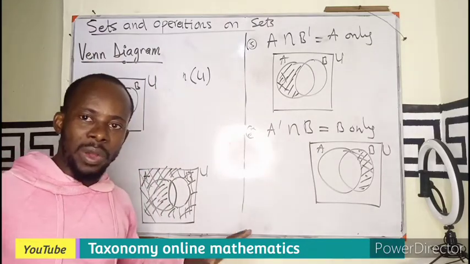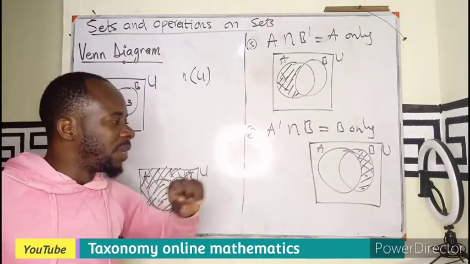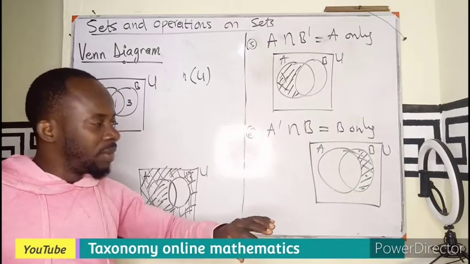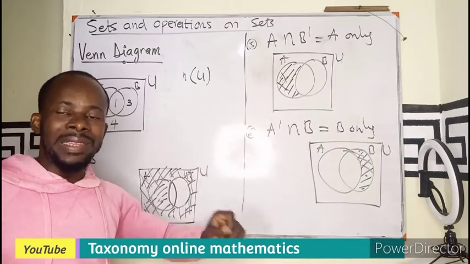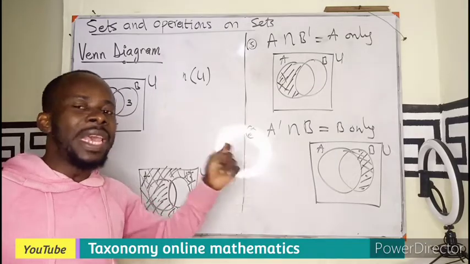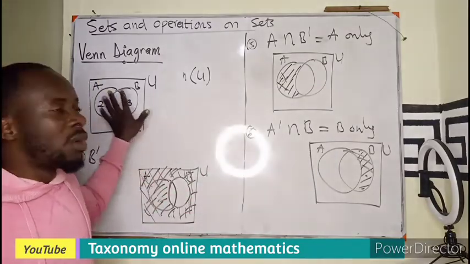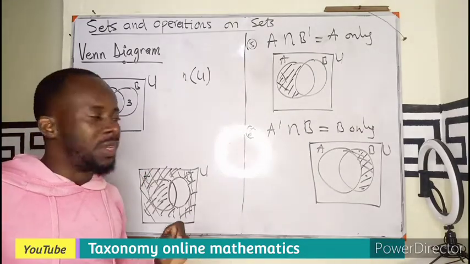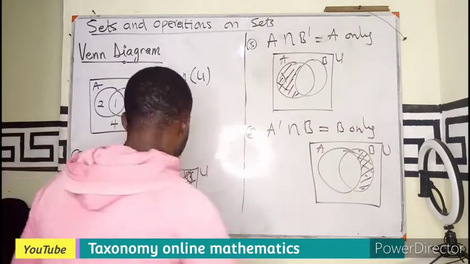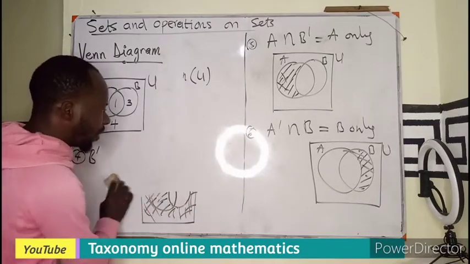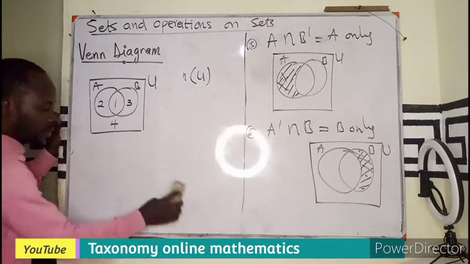I believe you are following the concept. That will be the region for B only, meaning the region that is intersecting with A complement, and that will give us region 3 if we are using the regions description. All right, now moving to number 7, let's see.